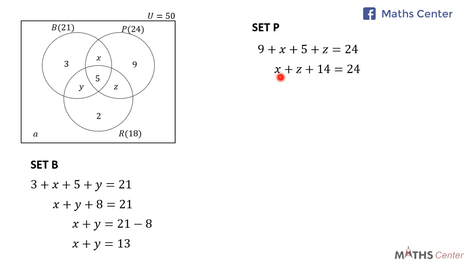So we have X plus Z plus 14 is equal to 24. 24 minus 14 is 10. So we have X plus Z is equal to 10. Let's move on to the next set.